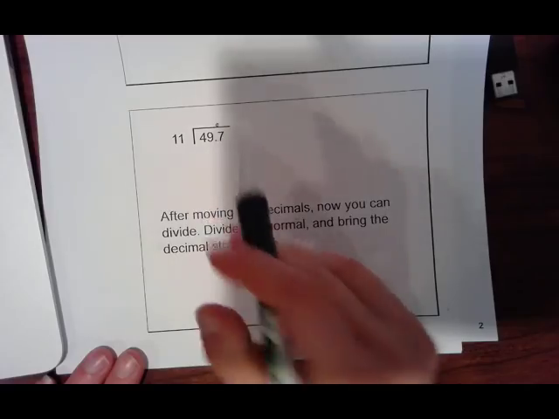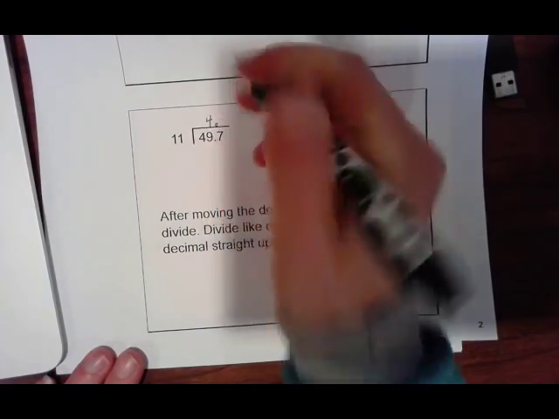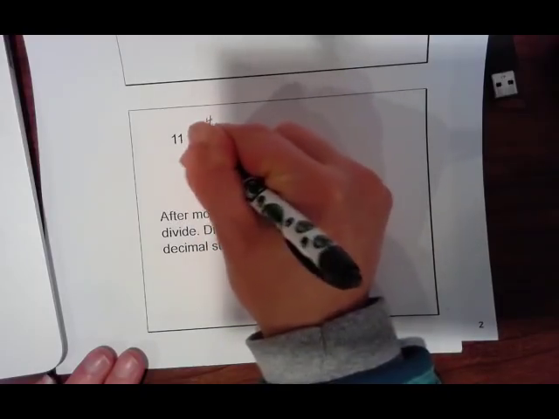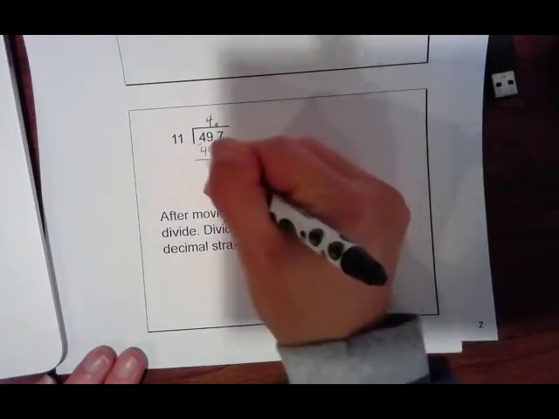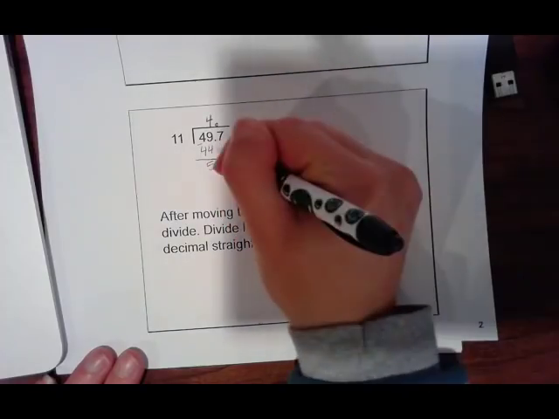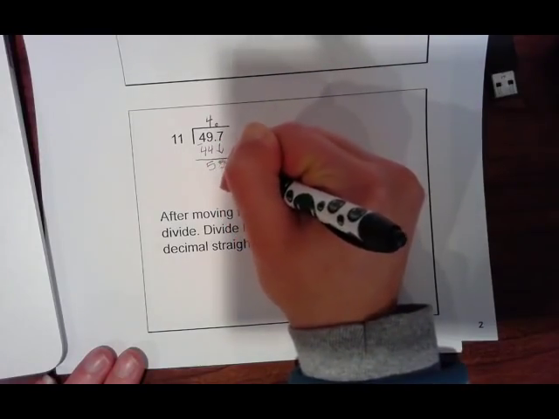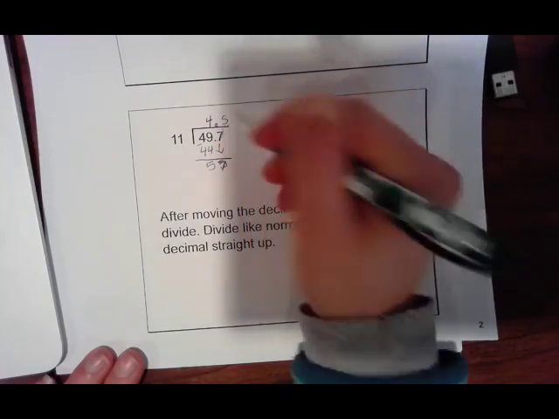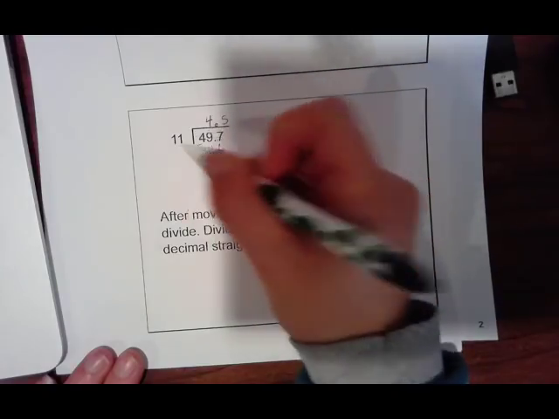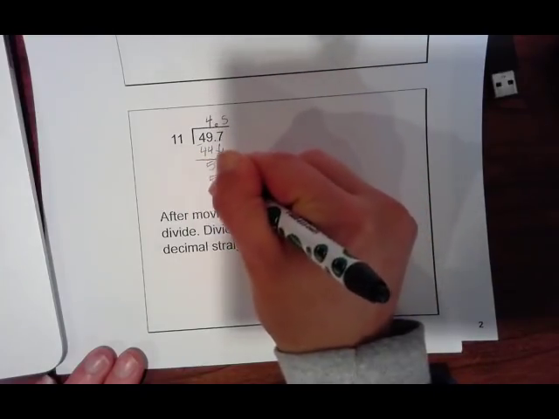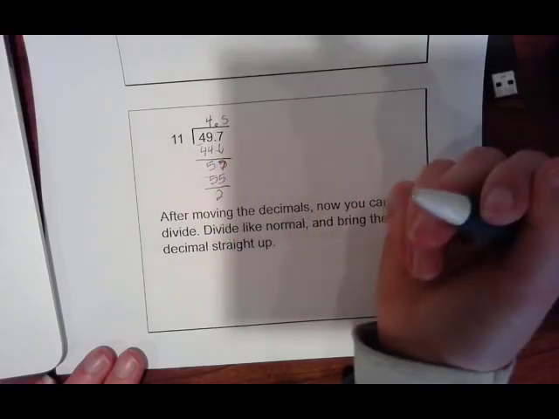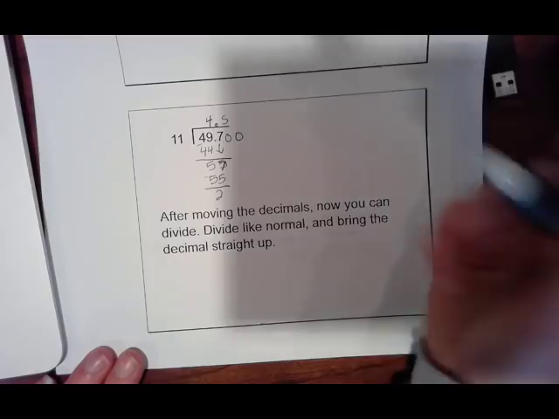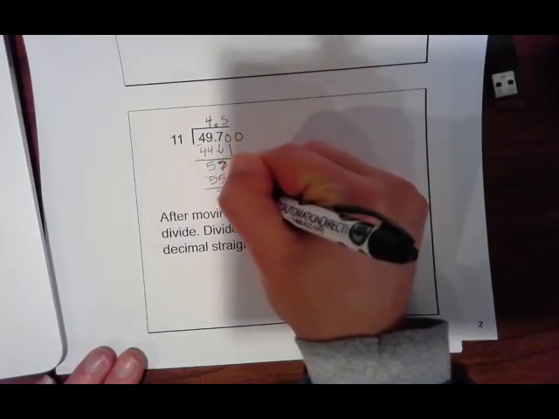11 can go into 49 4 times. Multiply. 4 times 11 is 44. Subtract. Bring it down and bring it on back. Divide. 11 can go into 57 5 times. Multiply. 5 times 11 is 55. Subtract. And what I am going to do is add a couple more trailing zeros. Bring it down and bring it on back.